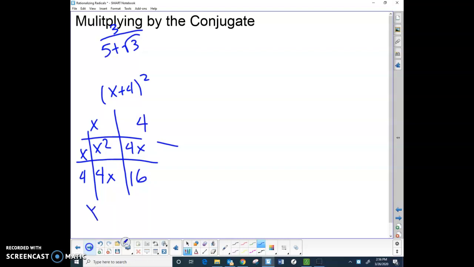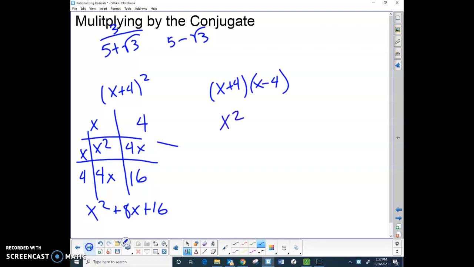Okay, this gave us a middle term. So we have x squared plus 8x plus 16. So we can't just multiply by the square root of 3 here because this will fall away, but we'll still end up with a square root of 3 there. So what we're going to do is change the sign in between. So that's called the conjugate. So in this case, the conjugate is 5 minus the square root of 3. So if we had x plus 4 times x minus 4, this is going to make that middle term go away. So we end up with a minus 16, or x squared minus 4 squared.